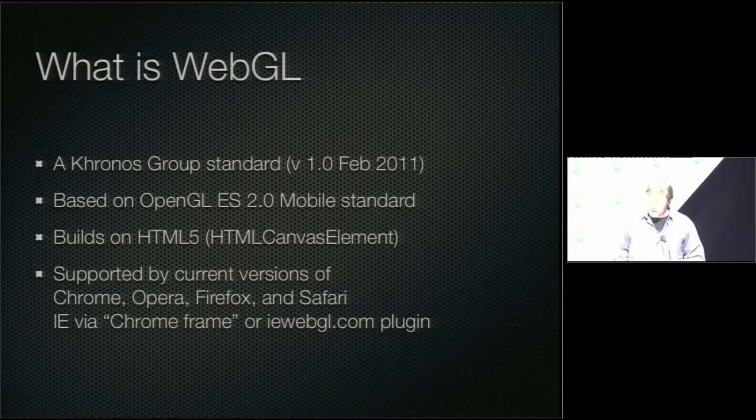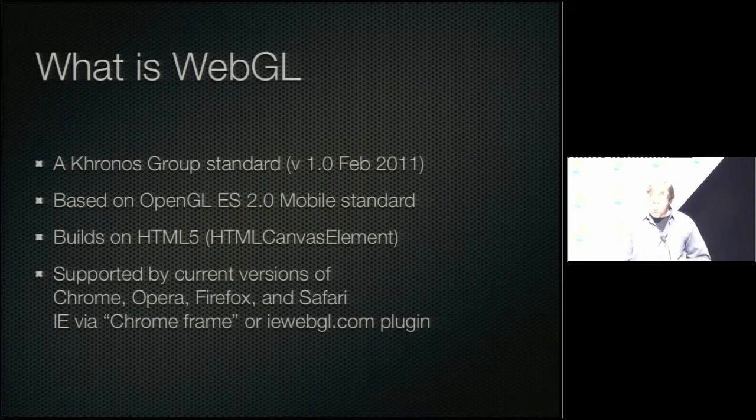So it builds on HTML5, namely the HTML canvas element that I was talking about. In order to do WebGL programming, you take the canvas element and ask for a particular kind of context, a 3D context to do drawing. And once you have the 3D context, that's where your OpenGL API is. It resides in that context.